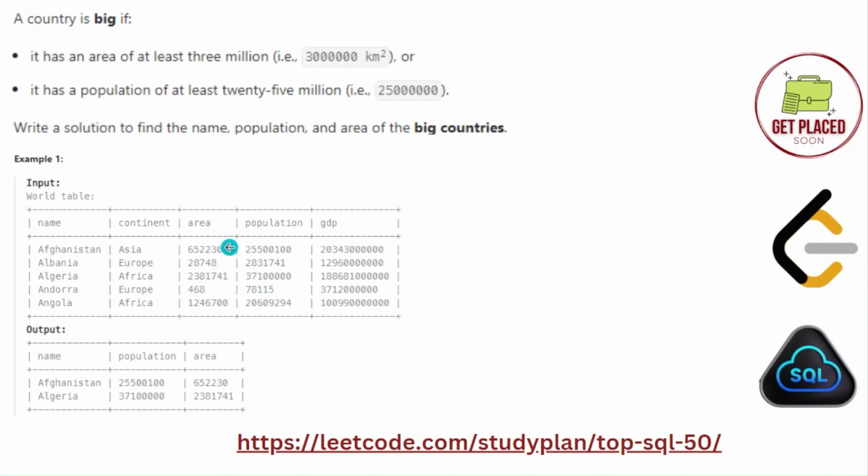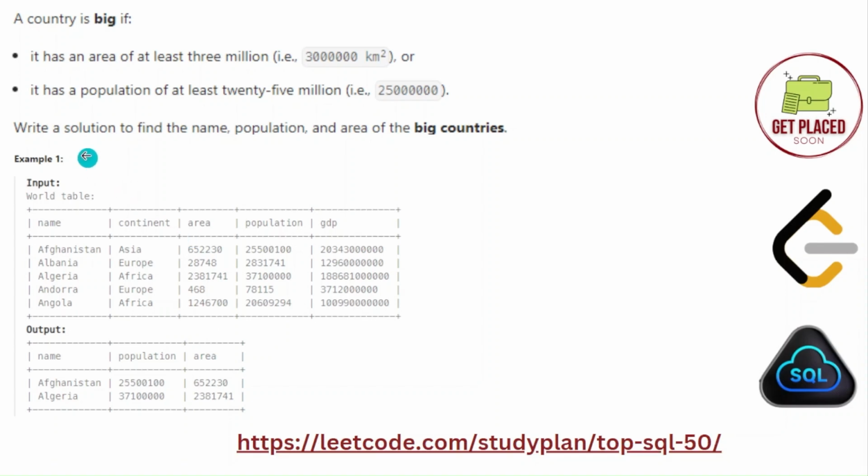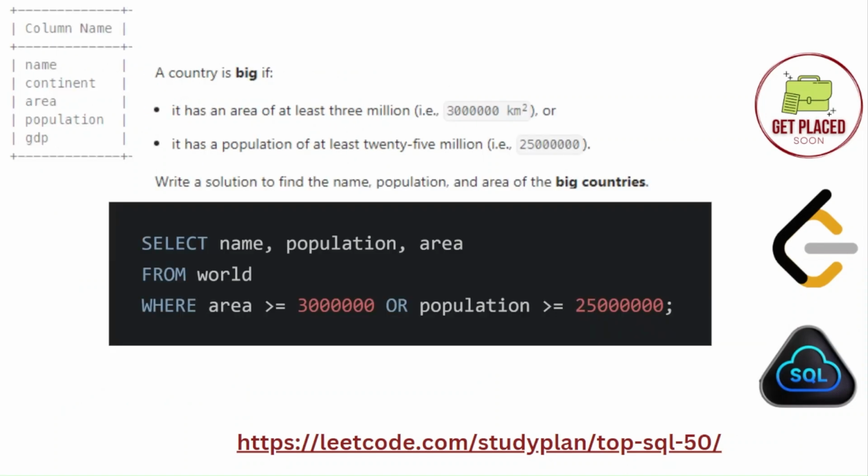We are supposed to retrieve name, population and area. So write a solution to find name, population and area of big countries. So all these 3 columns we need to retrieve. So what goes into the select statement? All these 3 columns. Okay. So these are the 2 conditions we are supposed to retrieve, right? So let's write it.